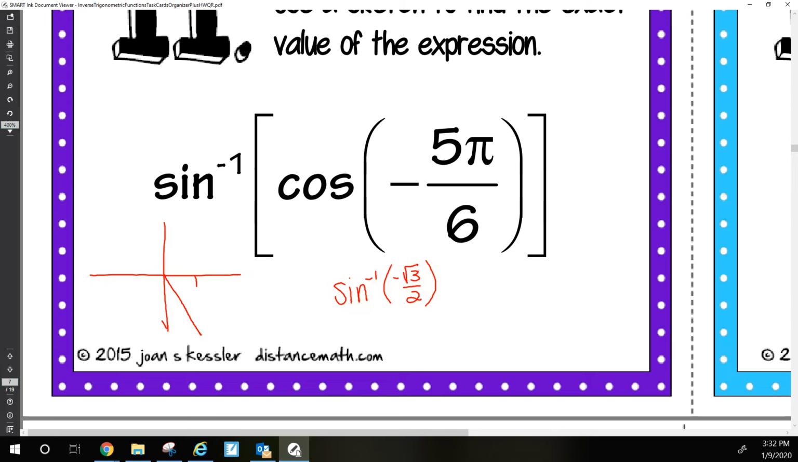It's down here, right, at negative pi over 3. Remember, that is where we've got positive 1/2, negative square root 3 over 2. So that angle that gives us that negative square root 3 over 2 that we're looking for is negative pi over 3.